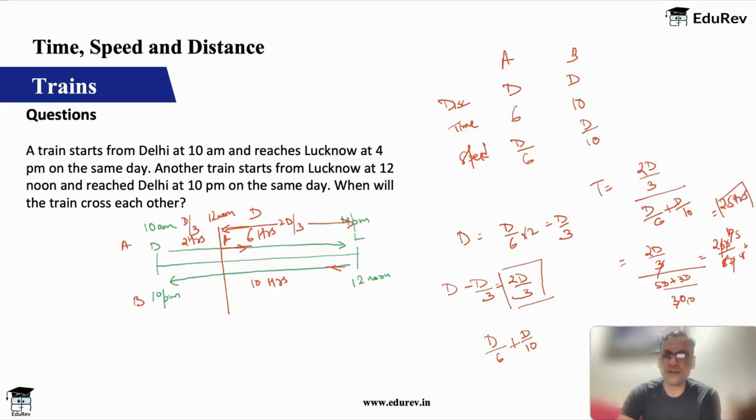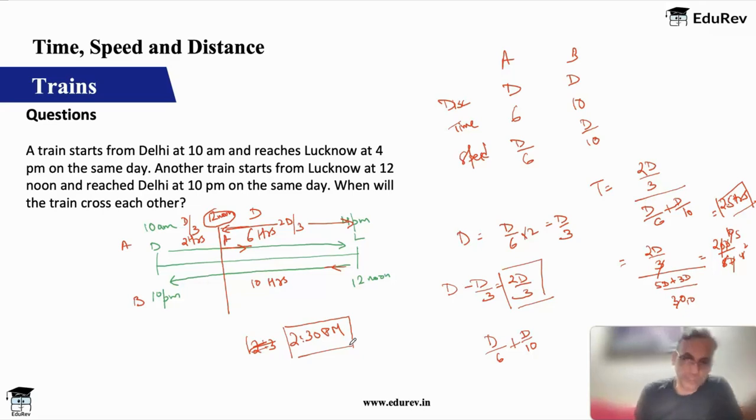2.5 hours from when? 2.5 hours from 12 noon. Hence, they will meet at 12:30. Sorry, they'll meet at 2:30 p.m. Okay, they will meet at 2:30 p.m. Where will they meet? That also you can find out, not in distance terms, but at least in ratio terms.